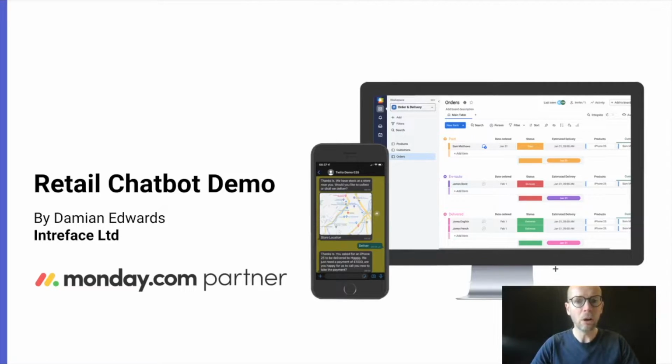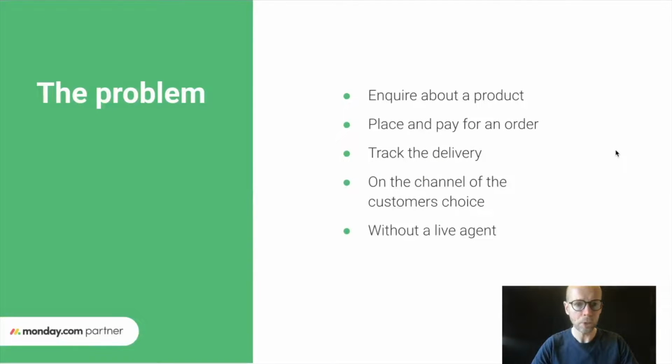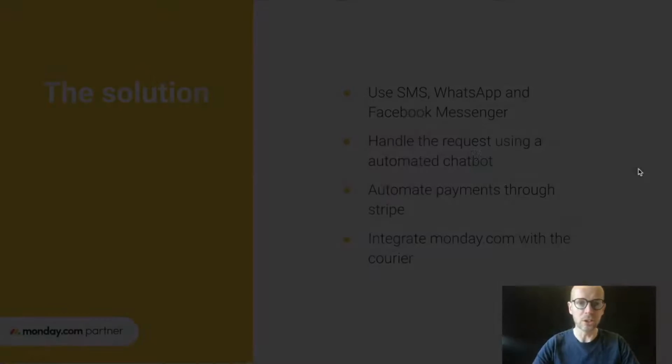Welcome to this demo of a retail chatbot built in monday.com and powered by Twilio. The problem: how do you allow a customer to inquire about the availability of a product, place and pay for an order, and track delivery all via WhatsApp and in a conversational format but without the involvement of an agent?